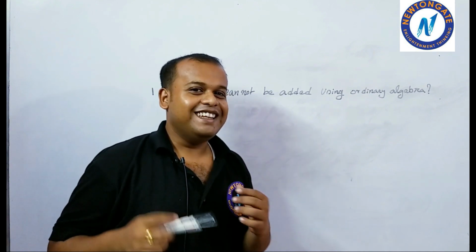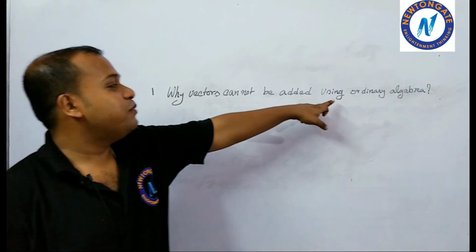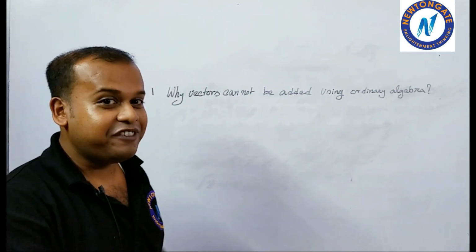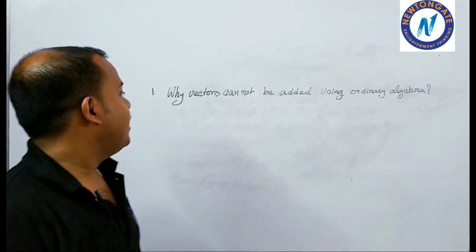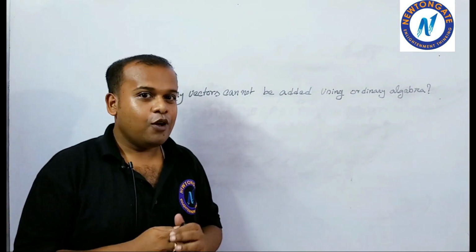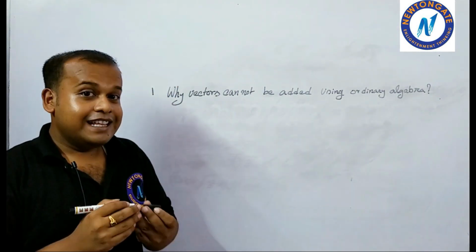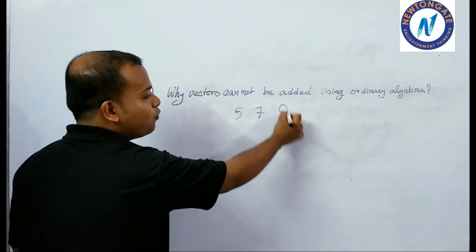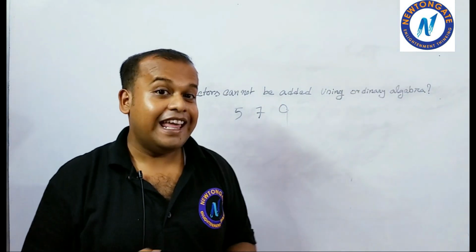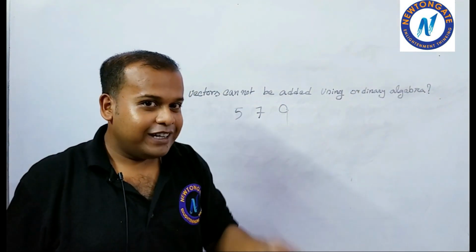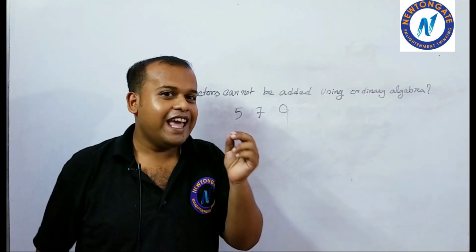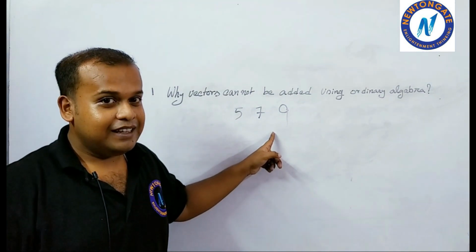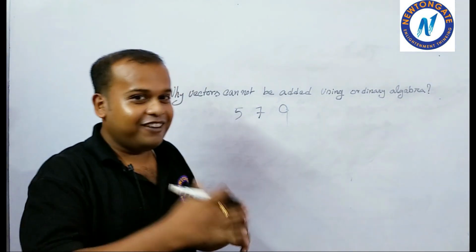So our next question is, why vectors cannot be added using ordinary algebra? Let us try to find out why is it so. Now for ordinary algebra, we use only scalar values, that is, we use something like 5, or we may use 7, or we may use 9, any scalar value. But in ordinary algebra, do we ever use any direction associated with these numbers? Well, the answer must be no, because we never do so.